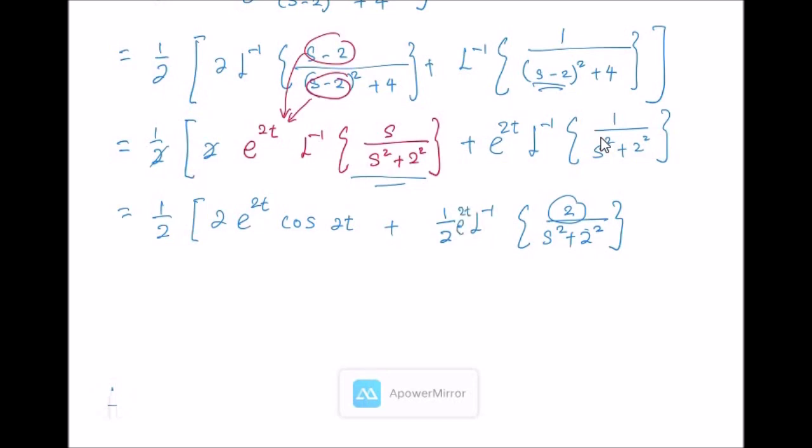Okay. And this will be equivalent to exponent 2t cos 2t plus this one multiply with this one, so you have 1 over 2 exponent 2t. And then this part I will get sine 2t. Okay, do you understand now?